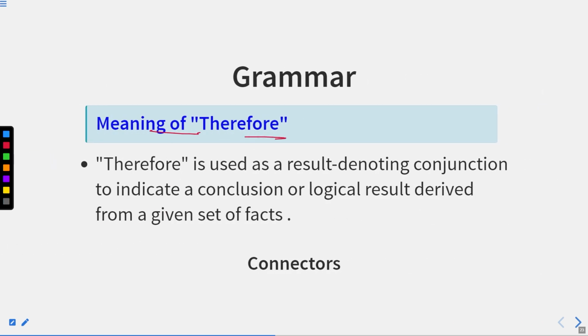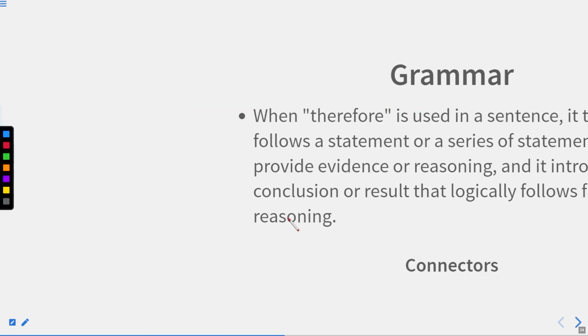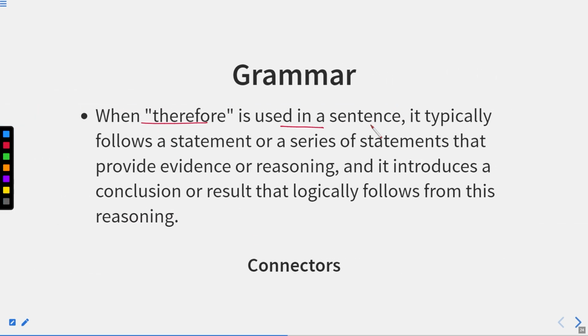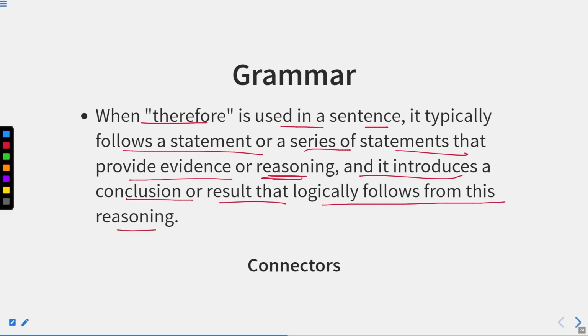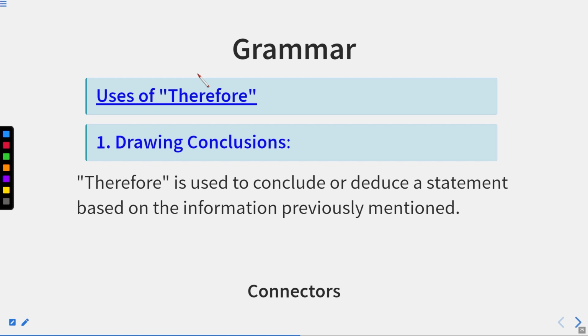Now here we are going to discuss therefore. Meaning of therefore. Therefore is used as a result denoting conjunction to indicate a conclusion or logical result derived from a given set of facts. When therefore is used in a sentence, it typically follows a statement or a series of statements that provide evidence or reasoning, and it introduces a conclusion or result that logically follows from this reasoning. Uses of therefore, it is just like so, but the word will be changed, that is therefore.